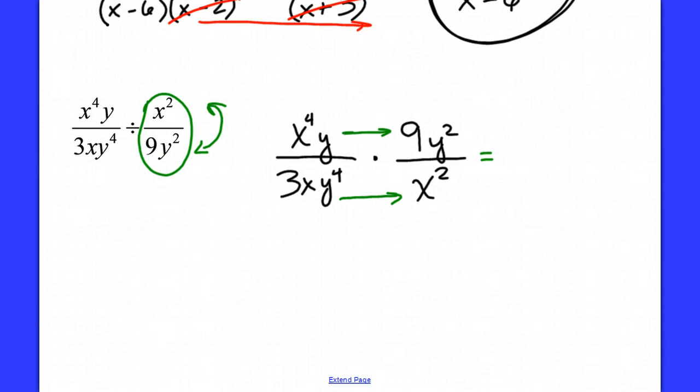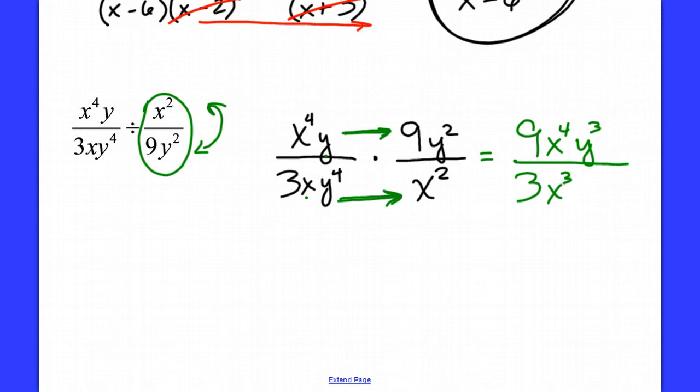So as we do this with our numerators, we've got 9x to the 4th, and then y times y squared would be y to the 3rd. And then we come across the bottom, we can work with the denominators. That would be 3. x times x to the 2nd would be x to the 3rd. And then we have y to the 4th. So now we have one big thing to work with.